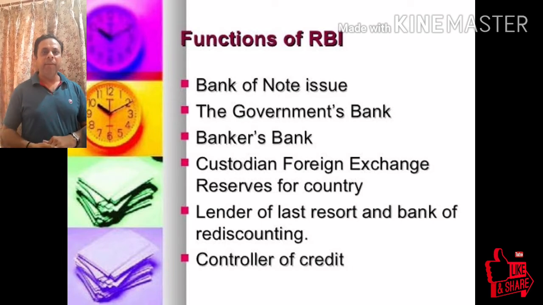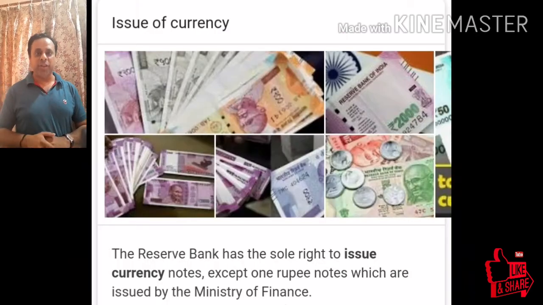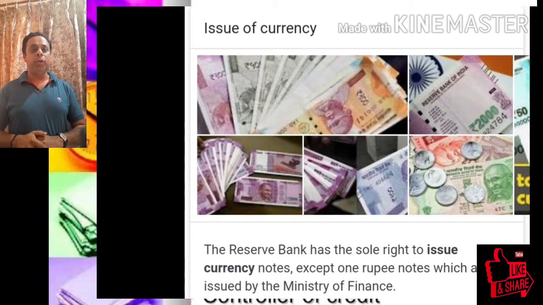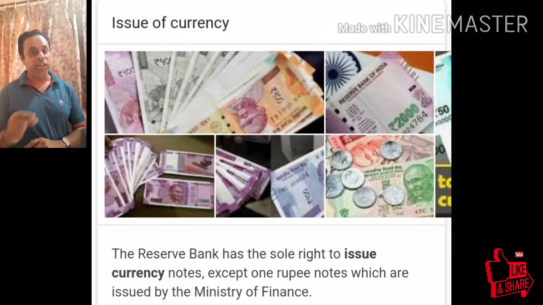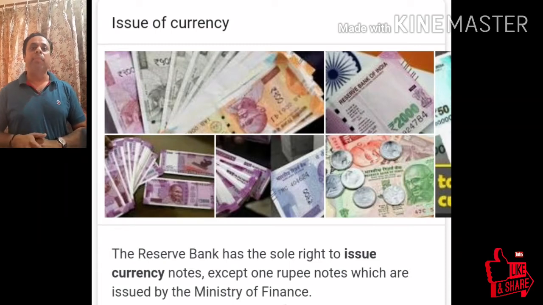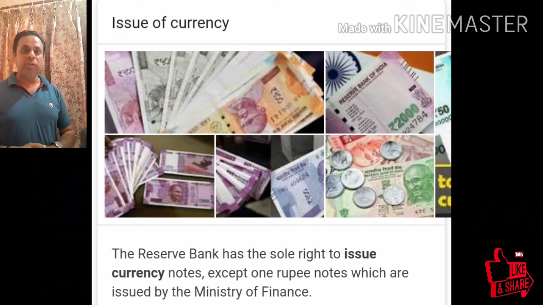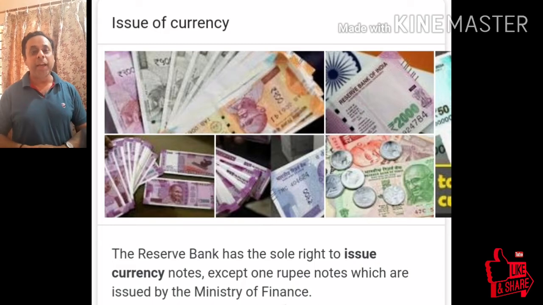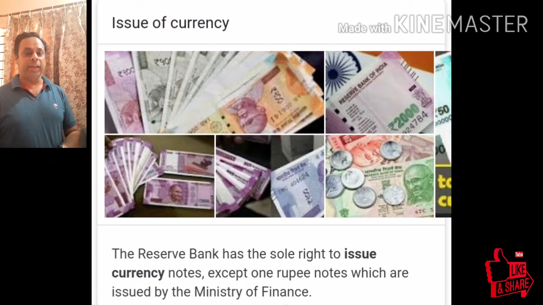In continuation with that, we will now go to the explanatory part of the first function, that is issue of currency notes. Now let me clear you, RBI has the sole authority to issue the currency notes other than the 1 rupee coin. The 1 rupee coin is published by the Ministry of Finance. Rest all the currency denominations and notes are issued by RBI. So RBI has the sole authority to issue the currency notes in India.